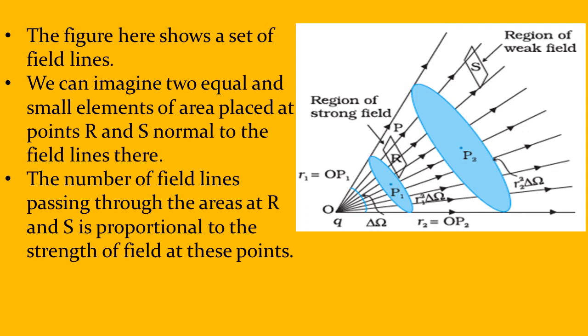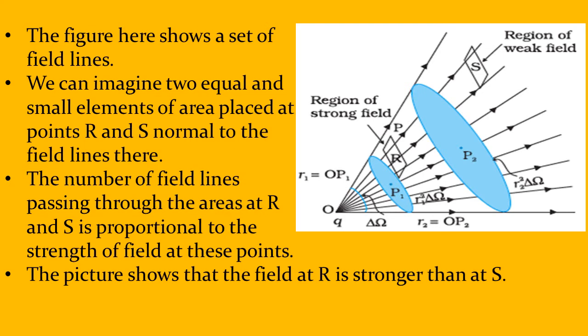Now the number of field lines passing through the area R and passing through the area S is proportional to the strength of the electric field at these points. Now the picture shows here that the field at R is stronger than the field at S. You see here, more number of lines seem to be passing through this small area, and the same area is here at S. Lesser number of lines are passing through it.